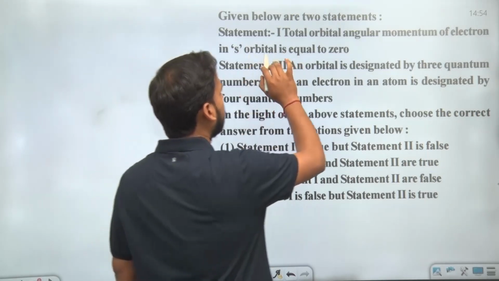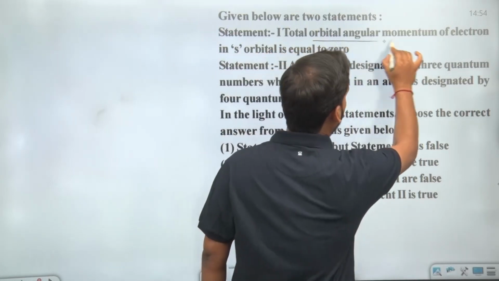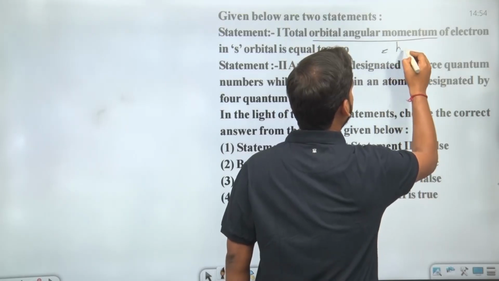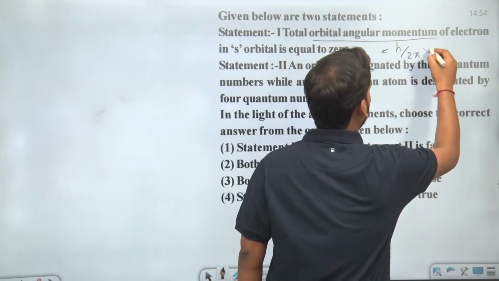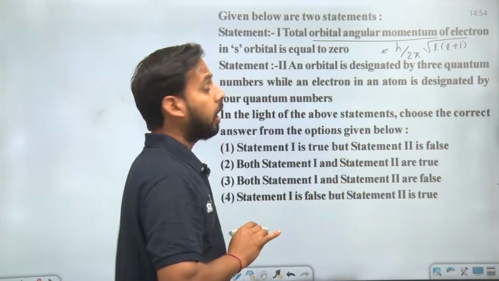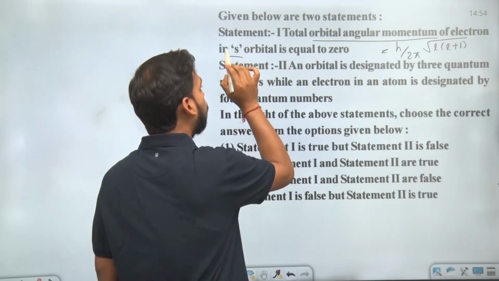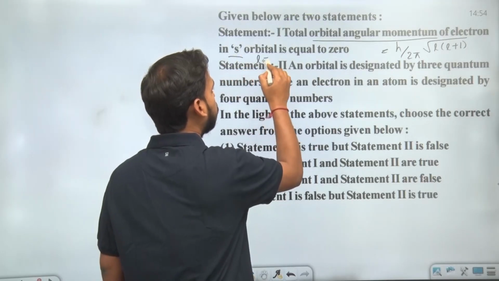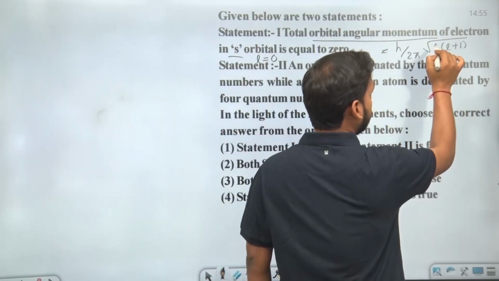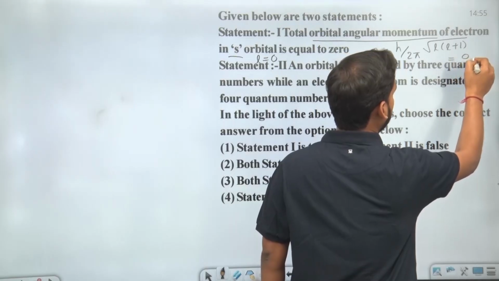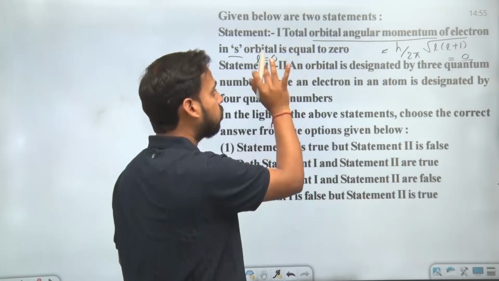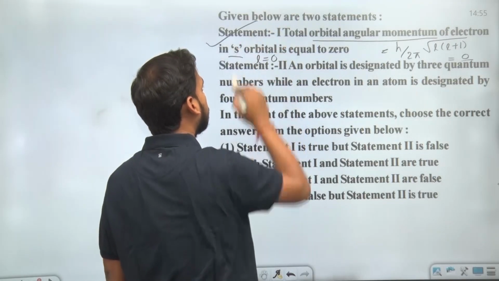For the first statement, orbital angular momentum is asked. The orbital angular momentum formula is h upon 2 pi times the square root of l(l+1), and it is for the s orbital, and we know for the s orbital the value of l equals 0. When we put the value of l as 0 here, we will get 0 as the answer. So the statement that the orbital angular momentum for the s orbital is equal to 0 is correct.